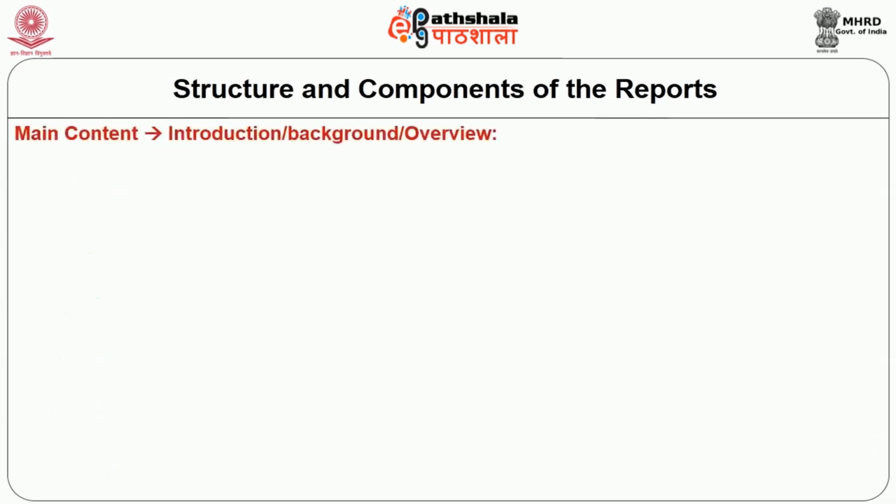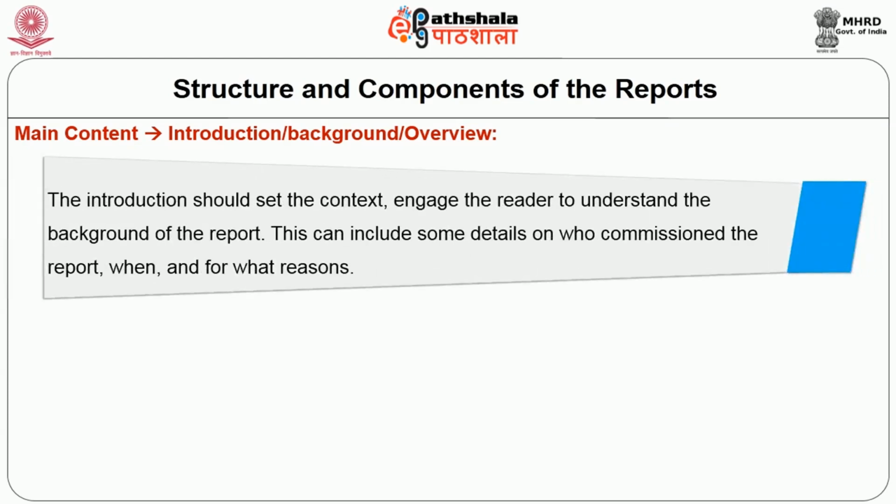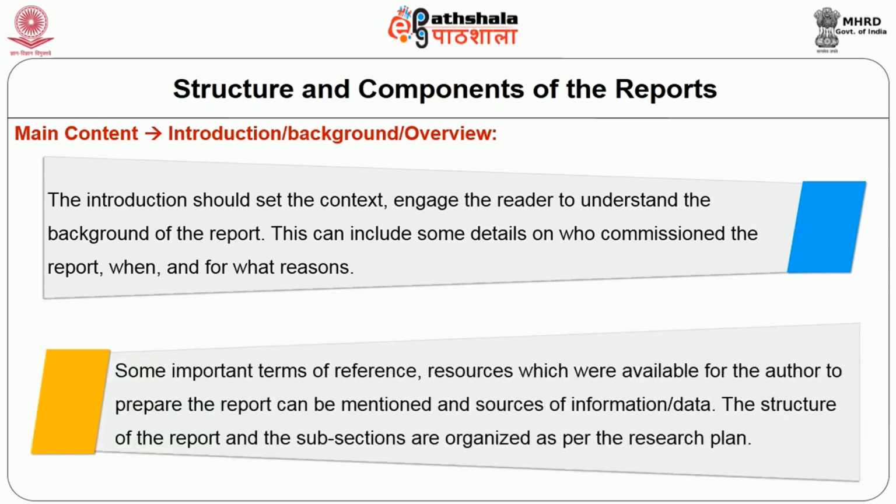Now coming to the main content. The report's main content may be organized under the following subsections: an introduction, a background or an overview. This section should set the context, engage the reader to understand the background of the report. This can include some details on who commissioned the report, when and for what reasons. Some important terms of reference, resources which were available for the author to prepare the report can be mentioned, and sources of information and data and how they were obtained in the brief section.